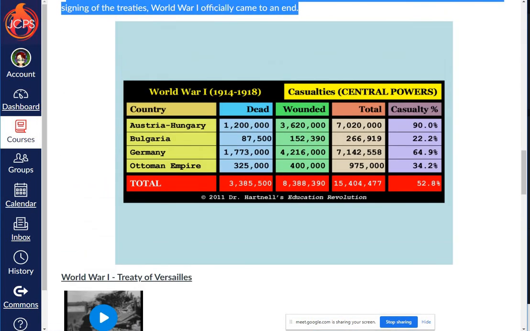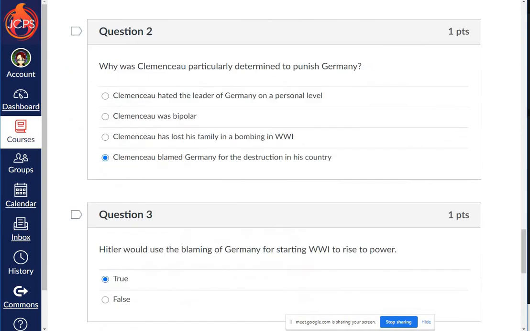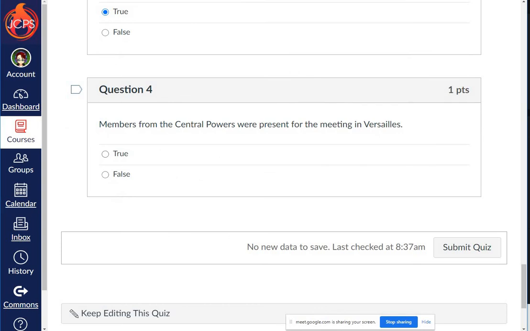Oh, these were the casualties for these guys. So Austria-Hungary, 1,200,000 dead, 3,620,000 wounded. Germany, 1,773,000 dead, and 4,000. So yeah, that falls on that one.